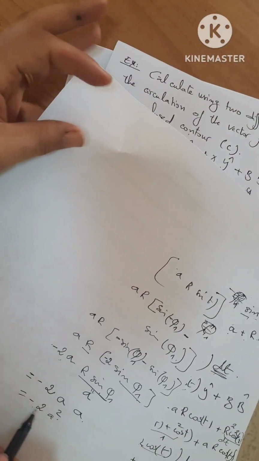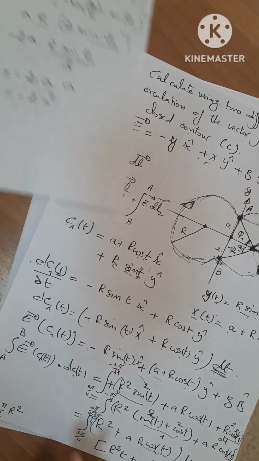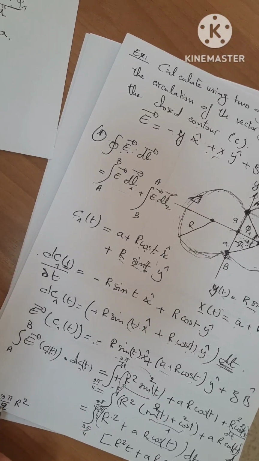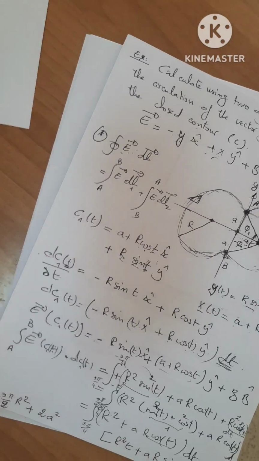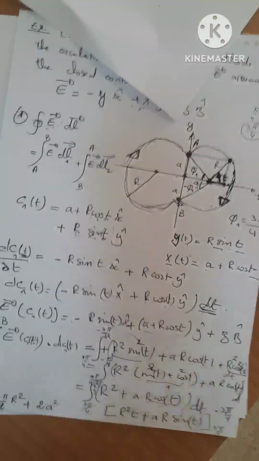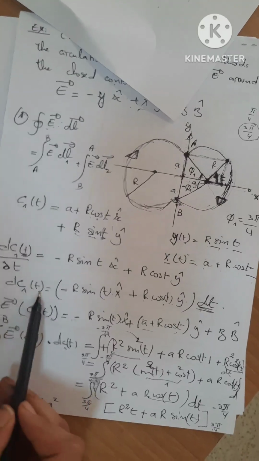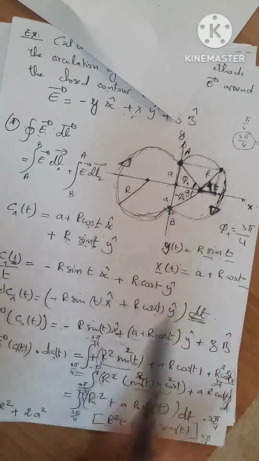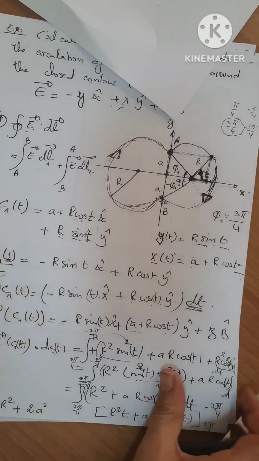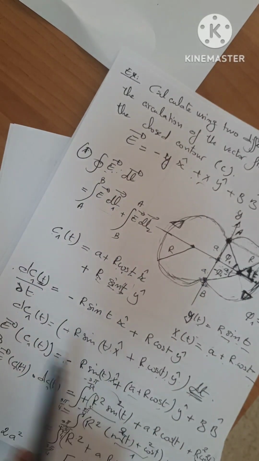So it's minus 2a squared, I can write it, as minus 3 pi over 2 r squared plus 2a squared, okay? Now, this is dc1 of t. In the same way, for the integral from b to a, we found the same calculation. Then the final result is 2 times. So we have the same calculation.